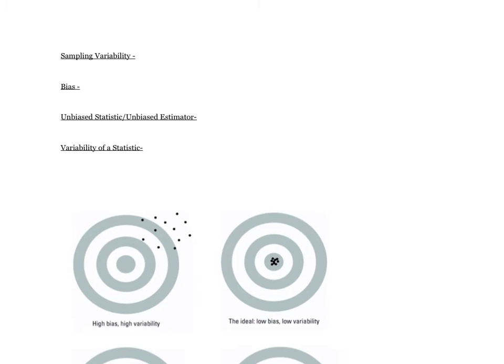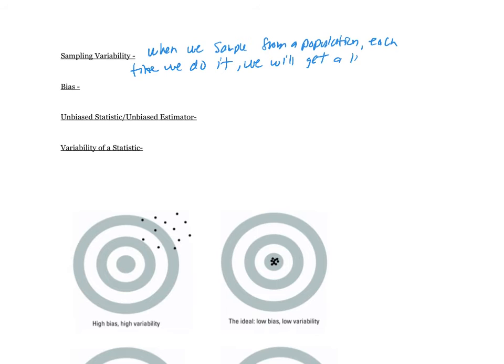So here are some terms. Sampling variability. And this is simply when we sample from a population, each time we do it, we will get a little different result.